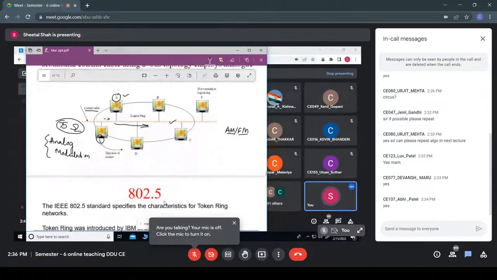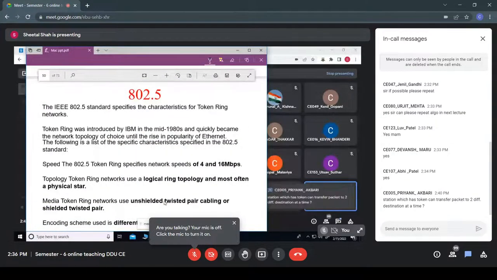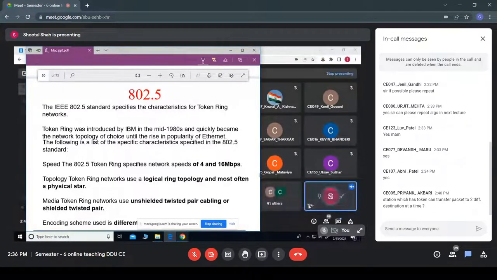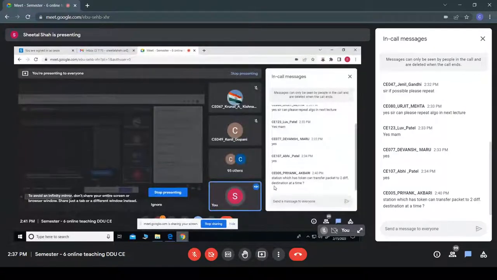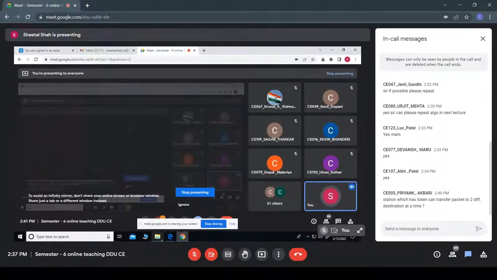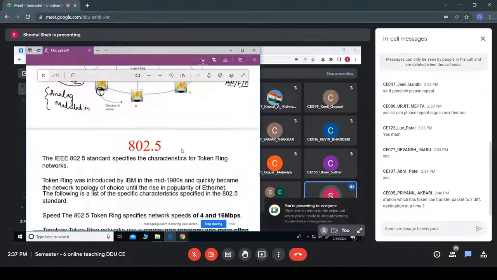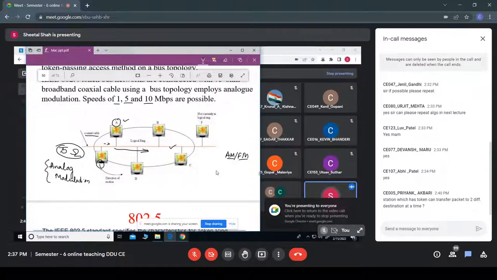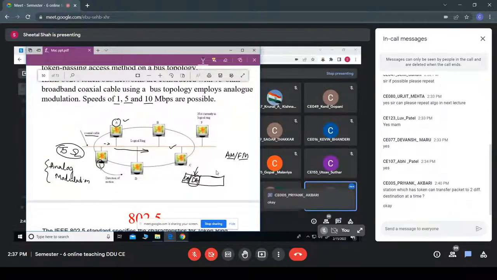Now, the next one is IEEE 802.5. Here we are talking about point-to-point communication. The station which has the token can transfer a packet. At present, only a single source is transmitting to a single destination. In that case, the frame format has the source address and the destination address. In this destination address, you cannot have more than one destination for more than one host. A single field would be there for the destination address.